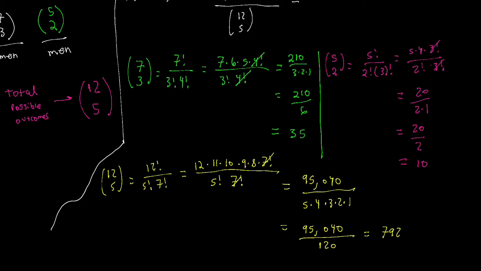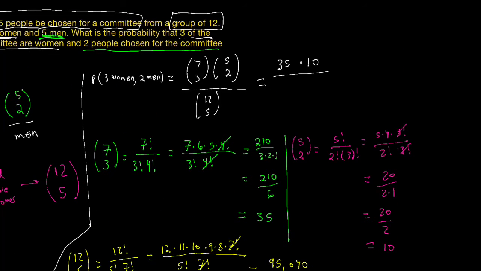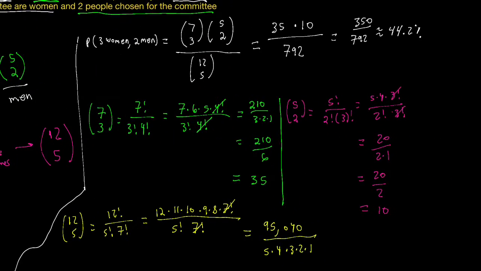So 12 choose 5 is the same thing as 792. So let's go ahead and substitute that in. So we get a 792 right here. So let's calculate this ratio. 35 times 10, that's 350 over 792. And let's see what the approximation gives us. And I'm getting an approximation of 44.2%. Cool. Okay, 44.2%. So let's try out one more example.